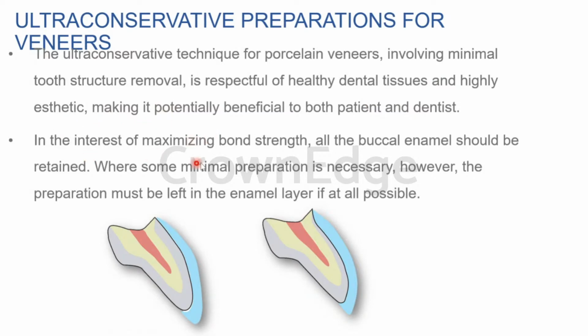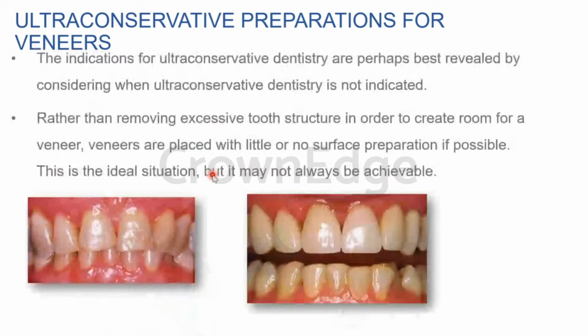So everything relies on maximizing the bond strength. We all know that enamel gives you a better bond strength than dentine does. That is the reason why we need to preserve all that buccal enamel as much as we can. Wherever a little bit of dentine invasion is required, there only it has to be done. Otherwise, we are looking at minimal or no preparation veneers.